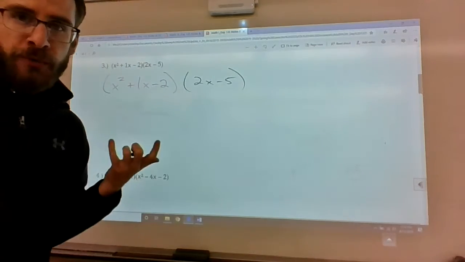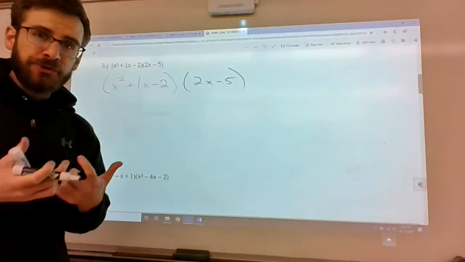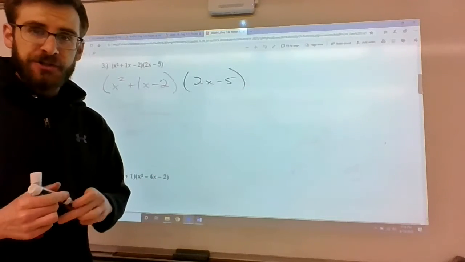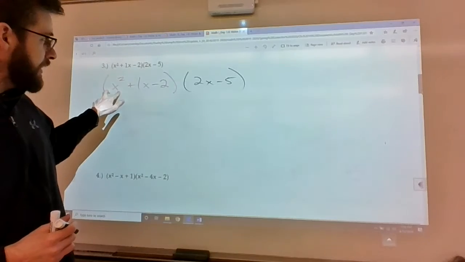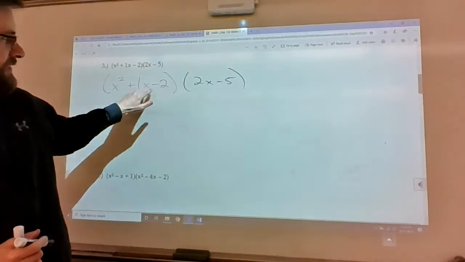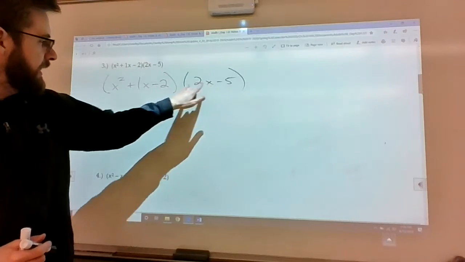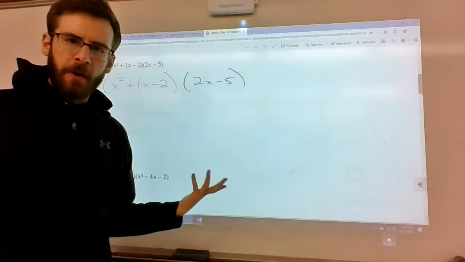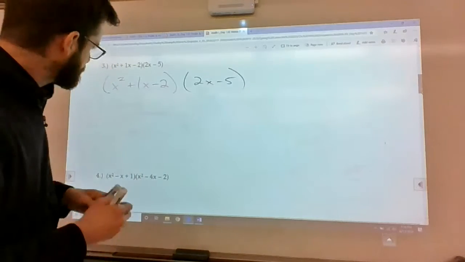Yeah, there is no difference between what you do in this problem and what you did in the first 2 exercises. In this one, you're just basically saying red x squared times black 2x minus 5. Positive 1x times black 2x minus 5. Red negative 2 times black 2x minus 5. So why don't you just pause the video, work it out on your own.